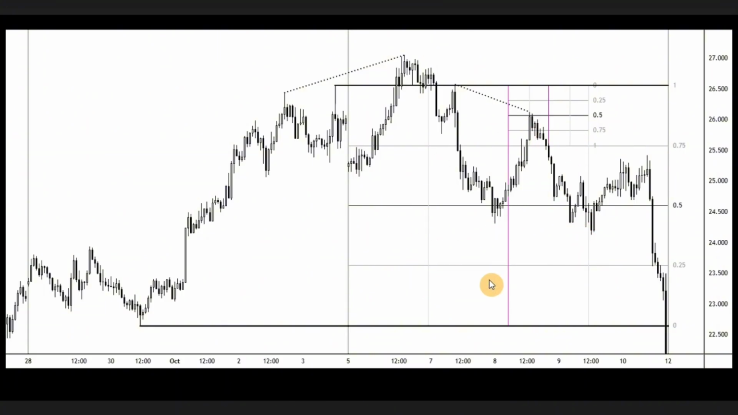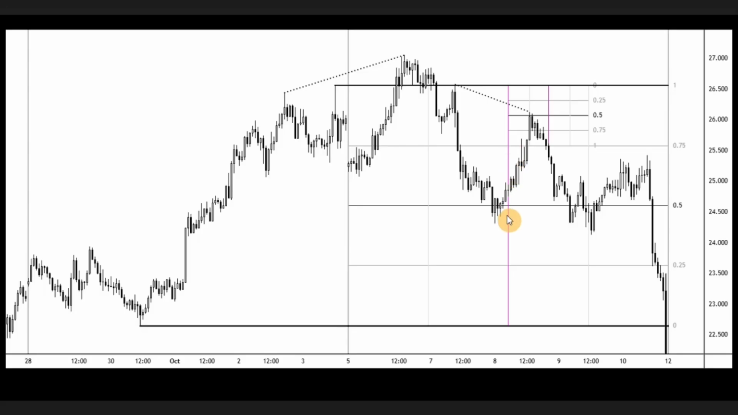I've also added this grid that I've created using the Gann box. With the Gann box, I'm using the horizontal 25 level, horizontal 50 level, horizontal 75 level, as well as a vertical 25 level, a vertical 50 level, and a vertical 75 level. So this vertical 50 level represents the midpoint of the week, which comes at 5 a.m. on Wednesday, New York Eastern Standard Time.